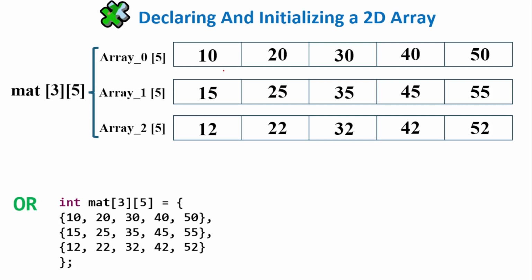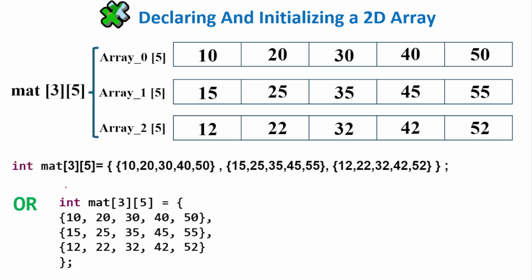We are going to look at how to declare and initialize a two-dimensional array in the C programming language. Here, we're creating an array named mat with 3 rows and 5 columns, which means it contains a total of 15 elements. The code looks like this.